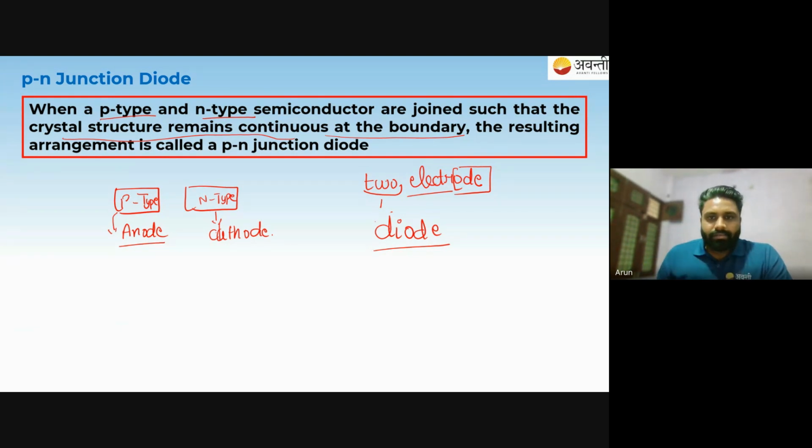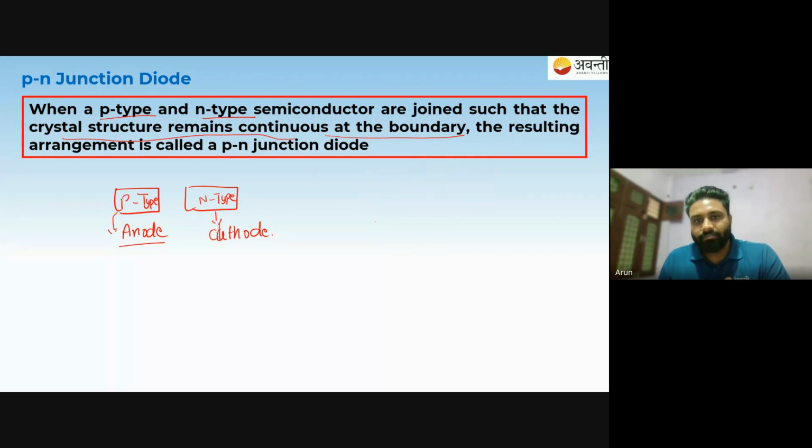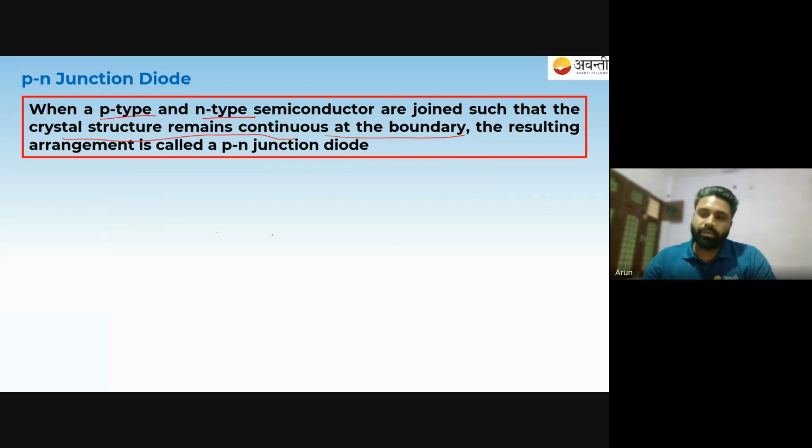This is only for your information. If anyone asks you why we named it diode, you can tell them that in a diode we have two electrodes, because the p-type and n-type semiconductors themselves behave as electrodes: the positive electrode, anode, and the negative electrode, cathode. So two electrodes are combined, we take di for two and ode from electrode, and combine them to form diode.